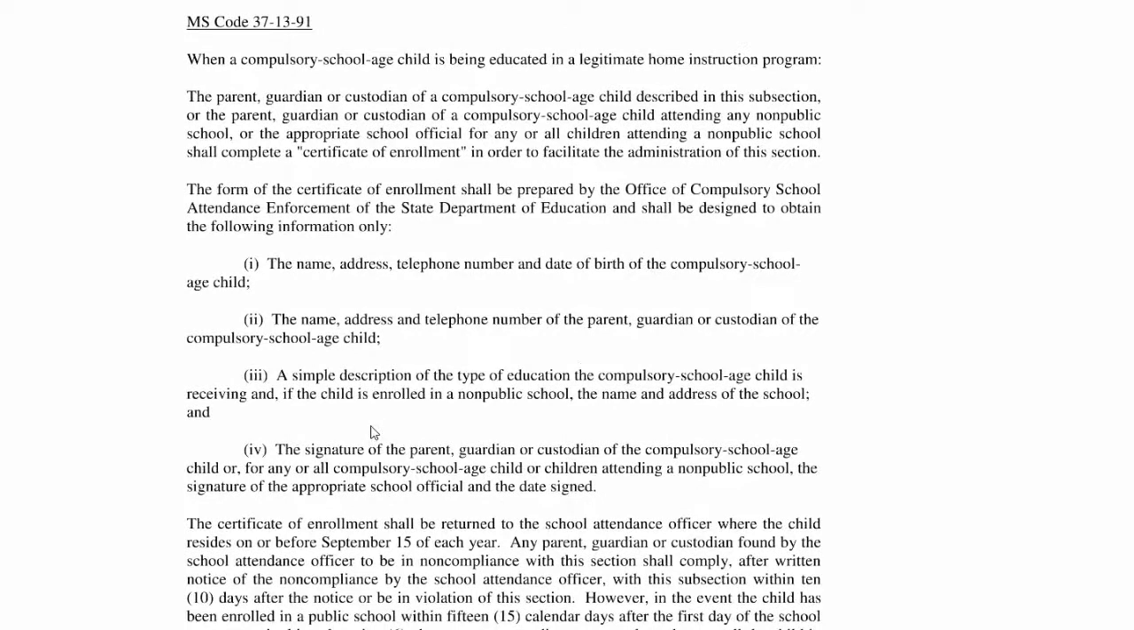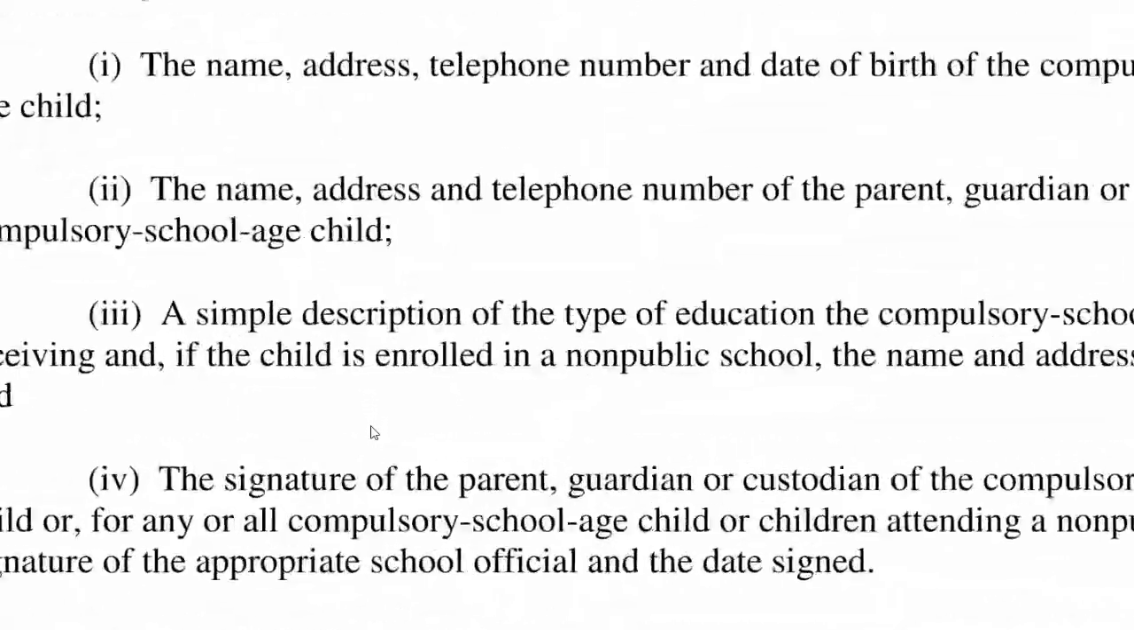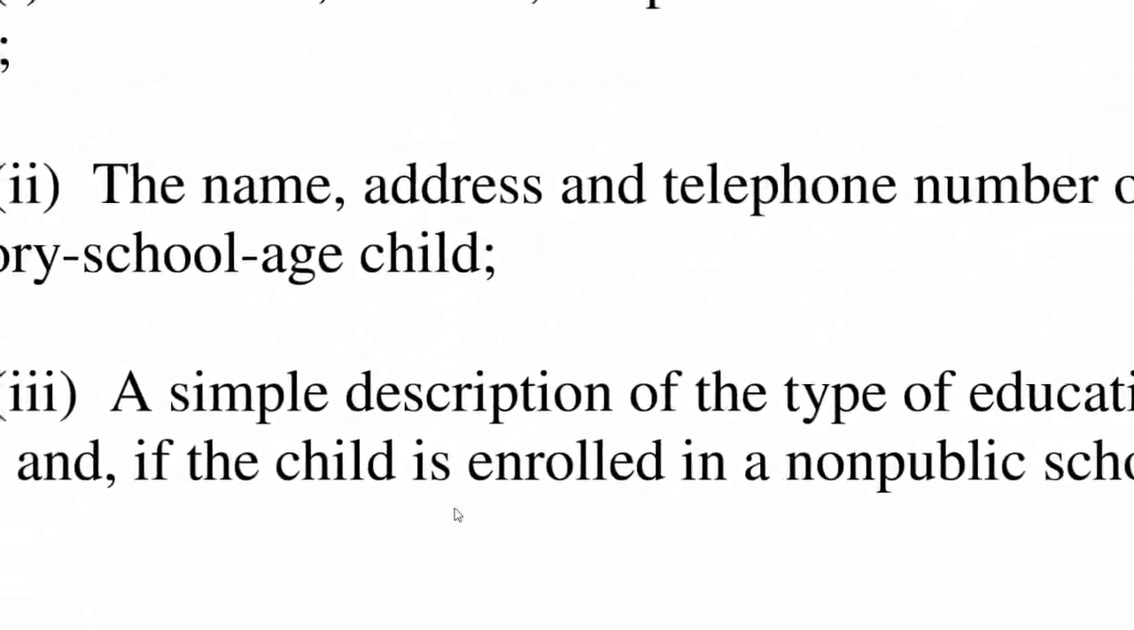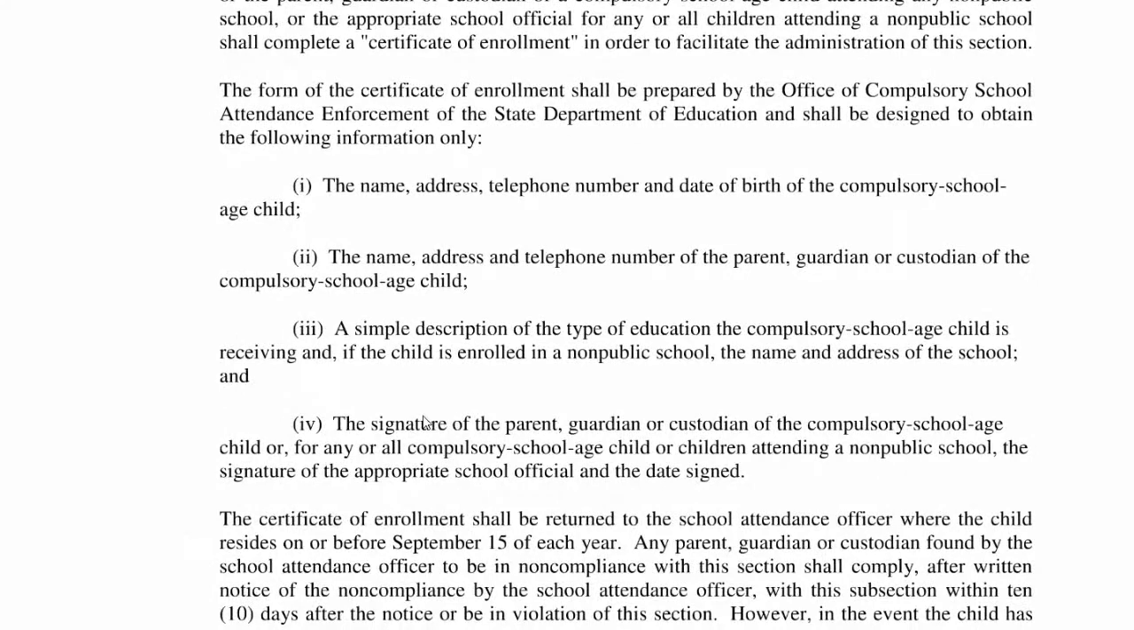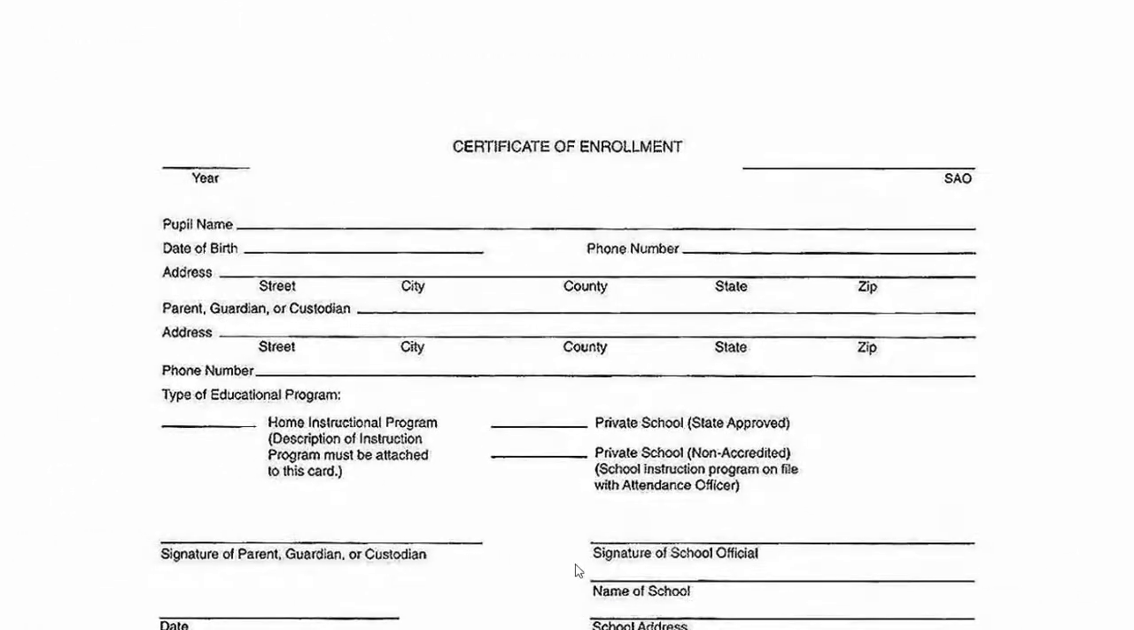So does it include lesson plans? Does it include curriculum and huge unit plans? Well, it includes the name and address, telephone number and the date of birth of the child, the name and address of the guardian or the parent who's going to be doing the homeschooling, and a simple description of the type of education. And that's it. That's the whole thing. And then you have to have a signature. So you would think this form is very complicated, but it's not. And homeschooling in Mississippi is extremely easy to do because you just have to fill the form out. This is an example of that form, and that's it.